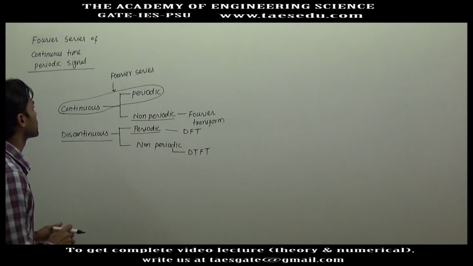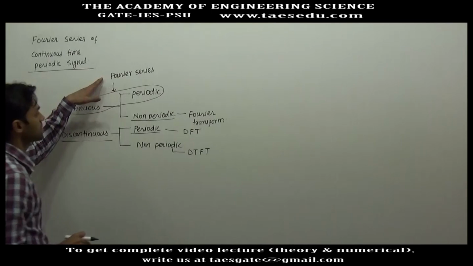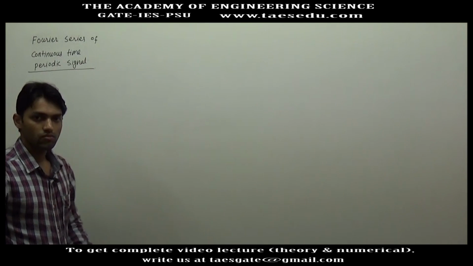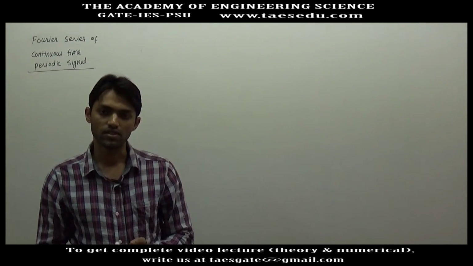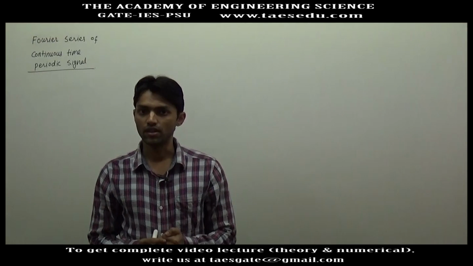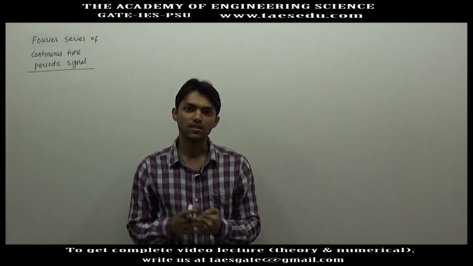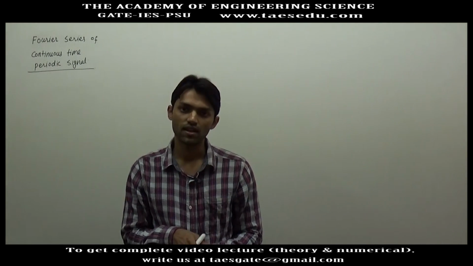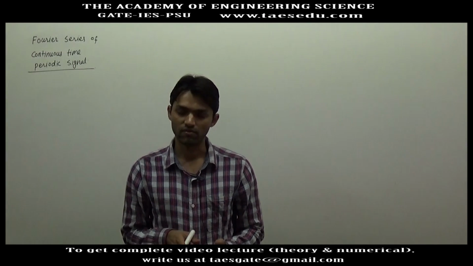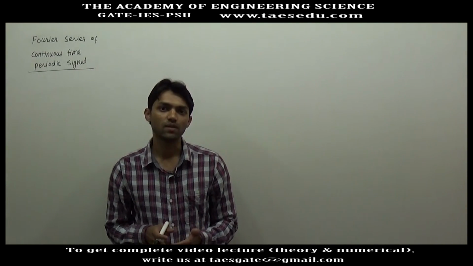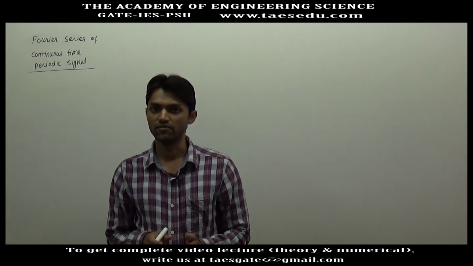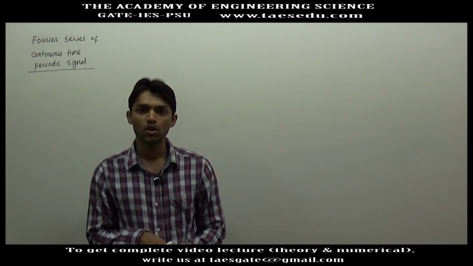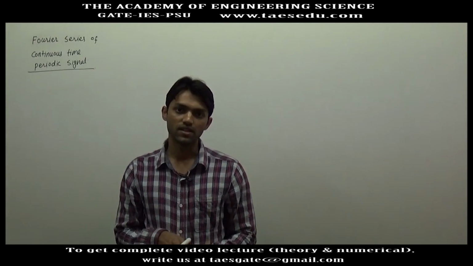So let us start with continuous time periodic signal, Fourier series representation of continuous time periodic signal. In Fourier series representation, any signal which is periodic can be represented as a series of sinusoidal signals. When I say sinusoidal signal, it can be a sine function as well as a cos function. Cos function is also a type of sine function with 90° of phase difference.